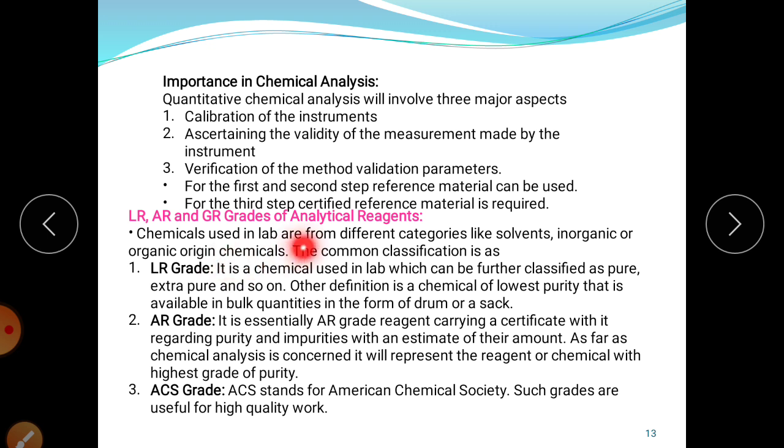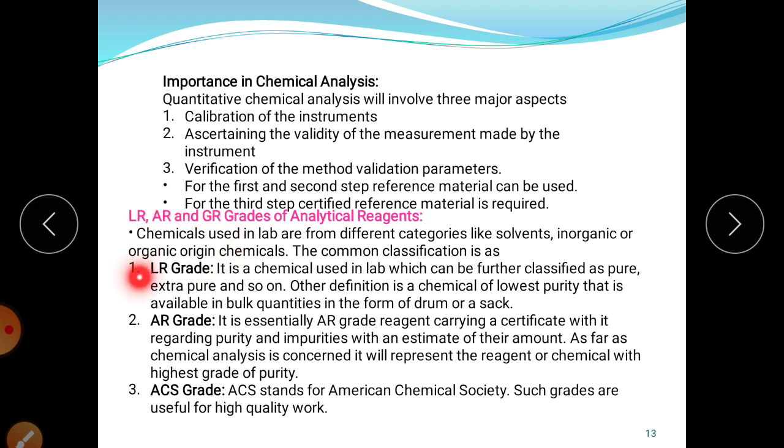We are using different chemicals in the laboratories for different purposes, and these chemicals are of different categories like solvents we use in the laboratory. We have inorganic or organic origin chemicals. So the common classification of the different grades is as follows. The first grade is LR grade. So it is a laboratory reagent grade.